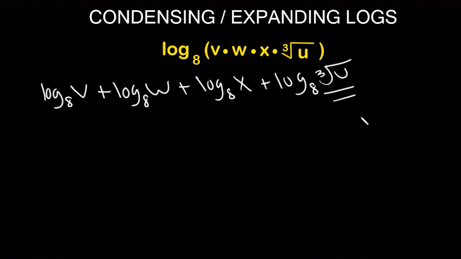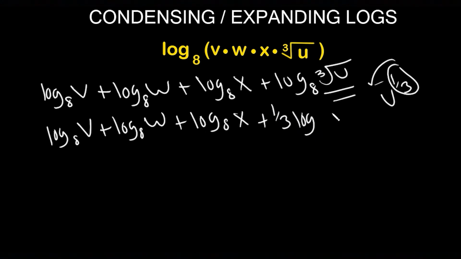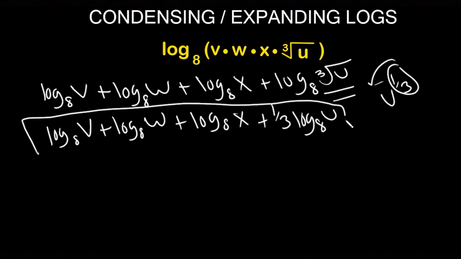Okay, so let's go ahead and rewrite it. We're going to have log base 8 of v plus log base 8 of w, and then plus log base 8 of x. And then remember, this part right here is really u to the 1/3 power. And then I can use the power property and bring this exponent down to the front. So you can write it like this, plus 1/3 log, and then you're going to have base 8 of u, just like that. So this part right here is our final answer, okay? So there it is, completely expanded out.